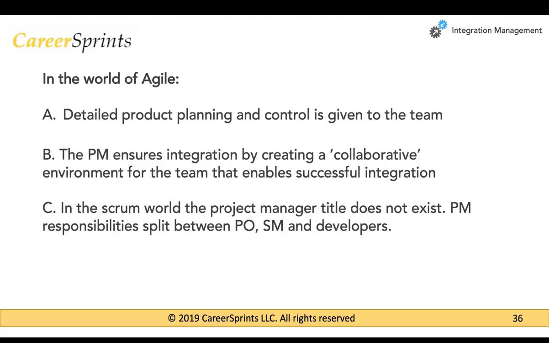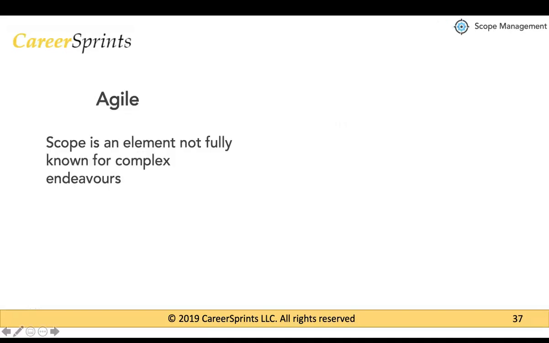In the world of Scrum, the project manager title does not really exist, but the responsibilities of the PM, as we know in the predictive world, is split between the roles of the product owner, the Scrum master, and the developers. In such a case, a PM can literally go in any direction and can take on the role of either a product owner, a Scrum master, or even a developer, depending upon his or her skill set and interest in the job. Alright, now that we've spoken about integration, let's move on and talk about scope.